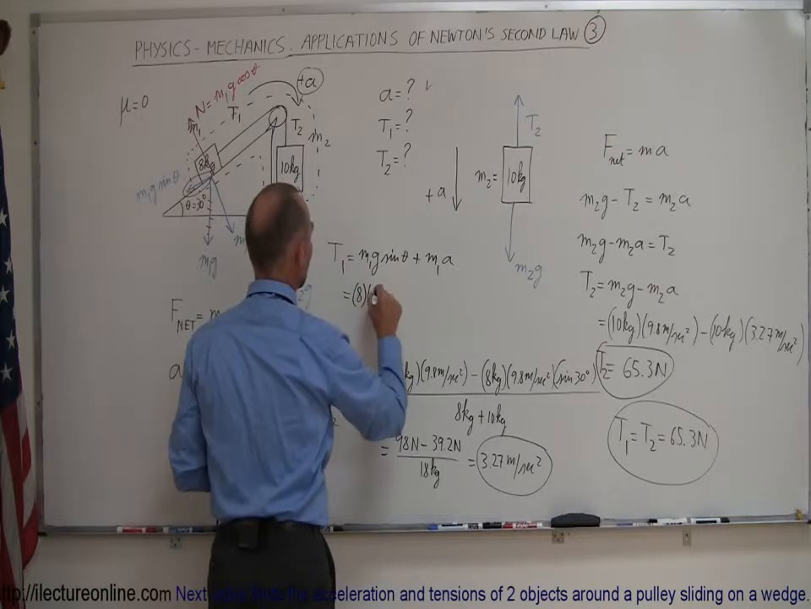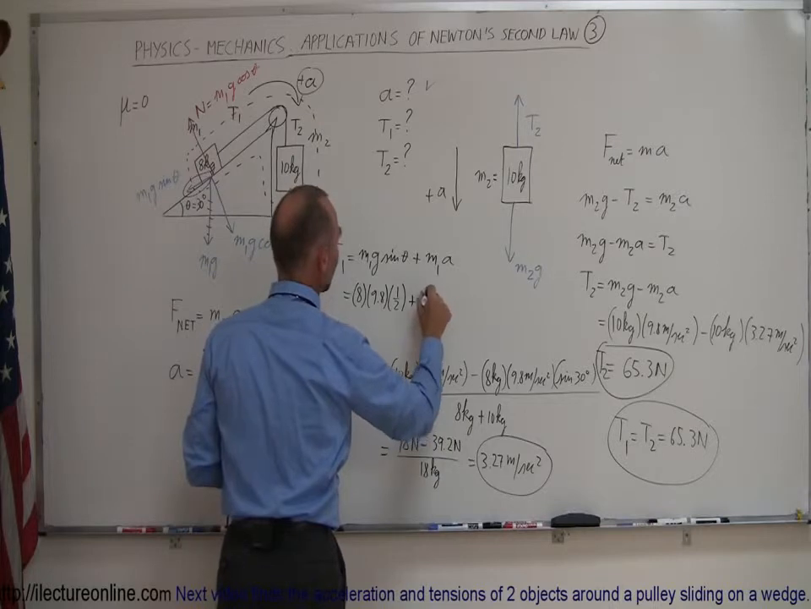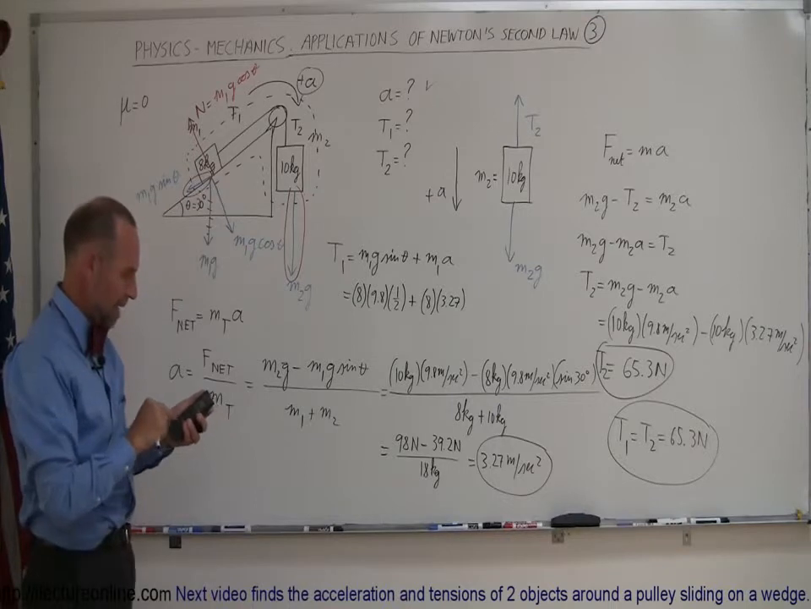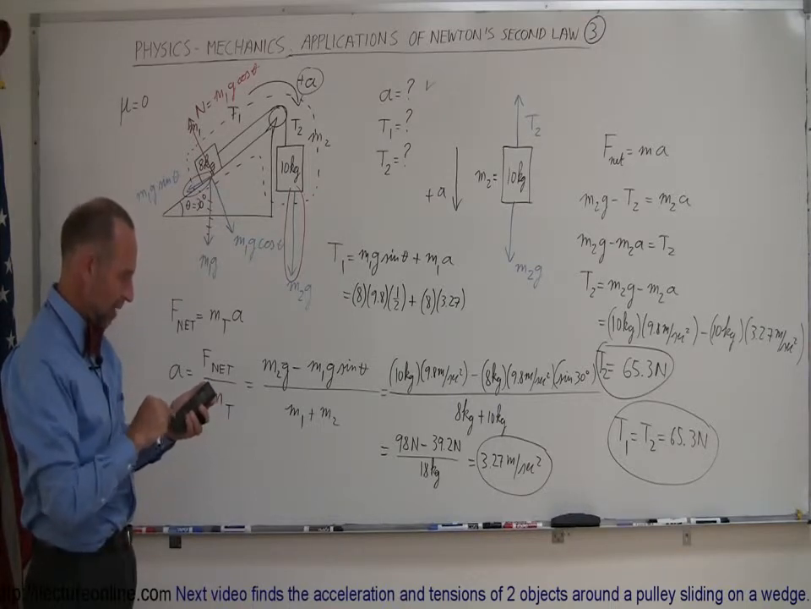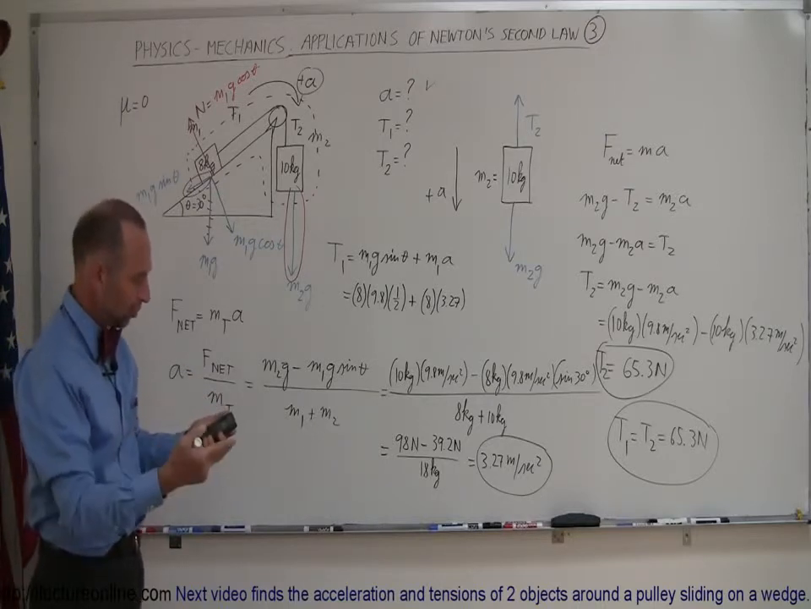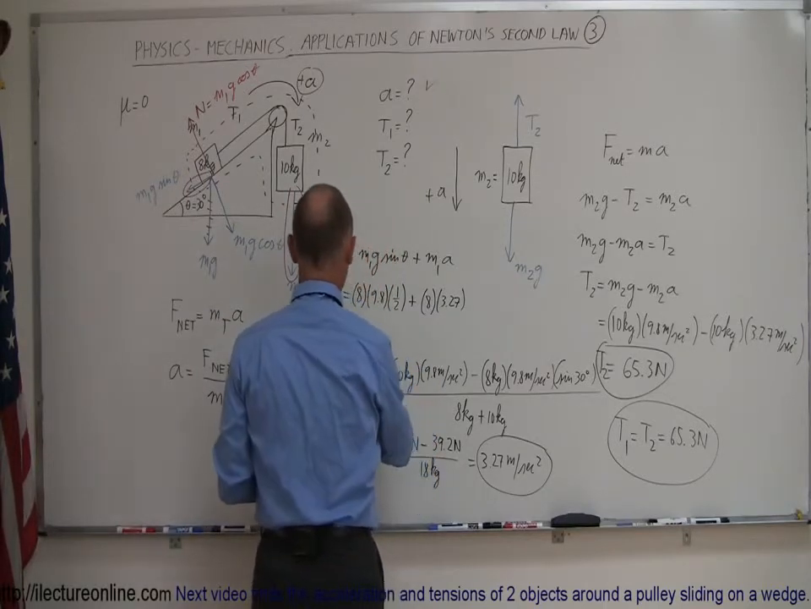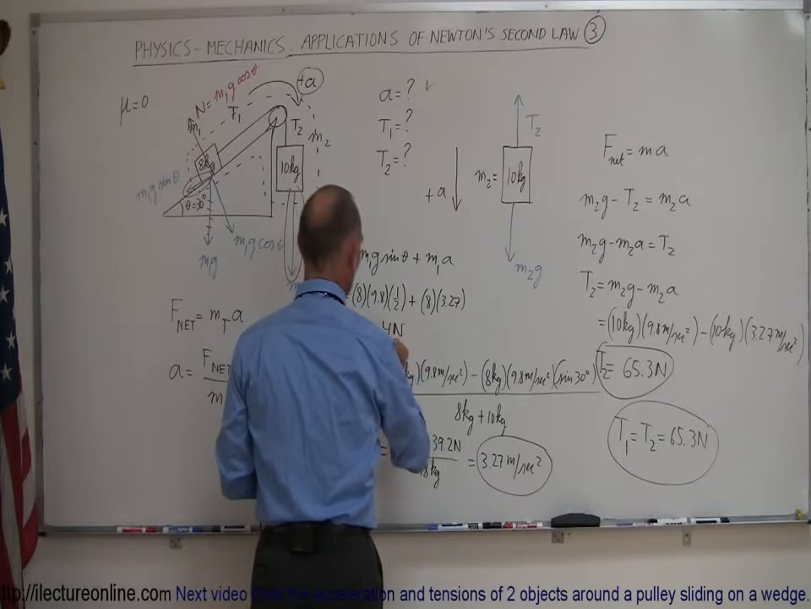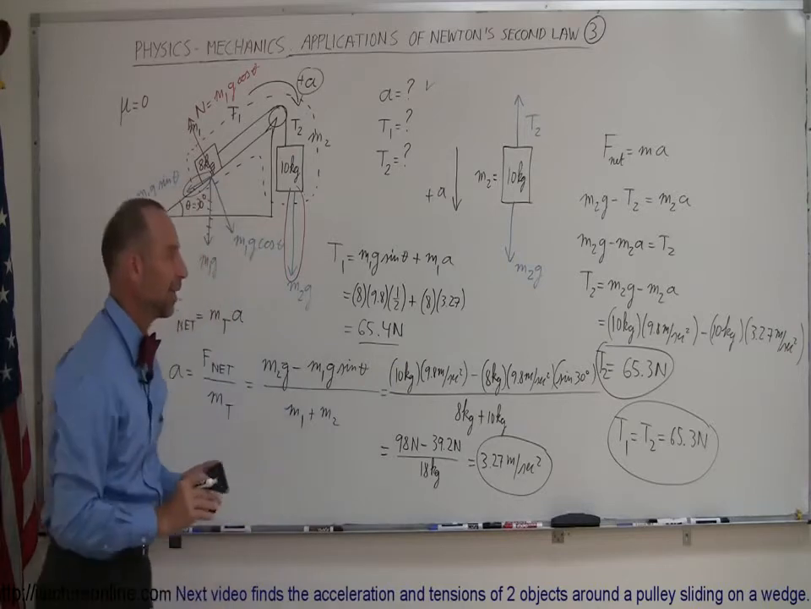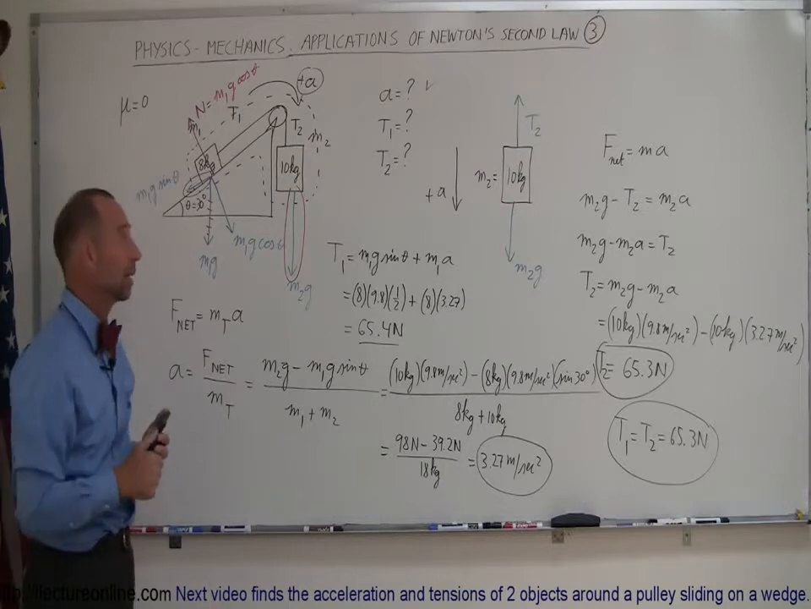m1 is 8. I'll leave out the units: 9.8, sine of 30 degrees is 1/2, plus the mass, which is 8, times the acceleration of 3.27. And if you now plug that into your calculator, so you have 8 times 9.8 times 0.5 plus 8 times 3.27 equals, sure enough, 65.4 newtons, which of course is almost the same, with a slight round-off error, because I didn't carry enough significant figures, but as you can see, you get the same answer.